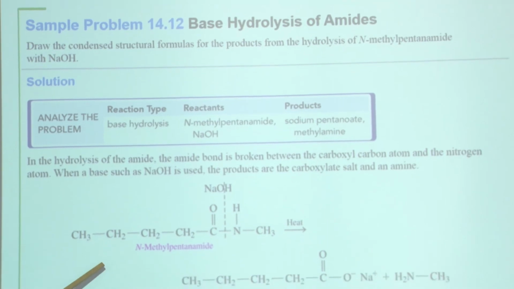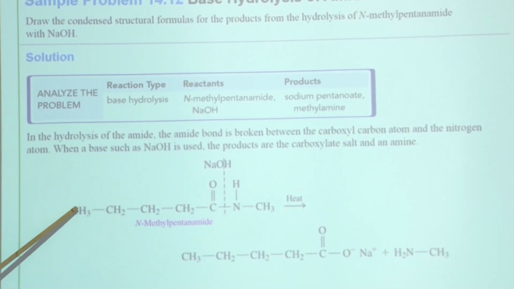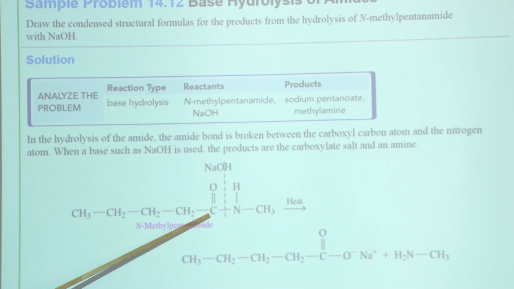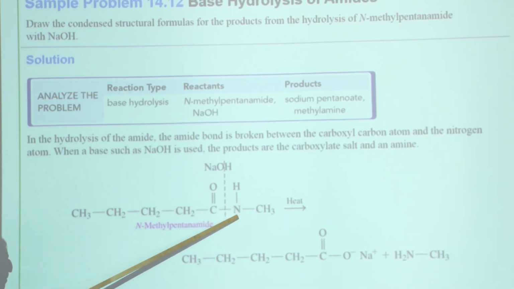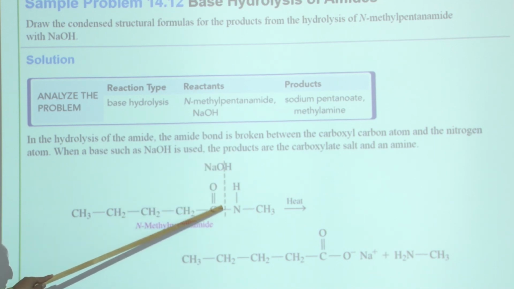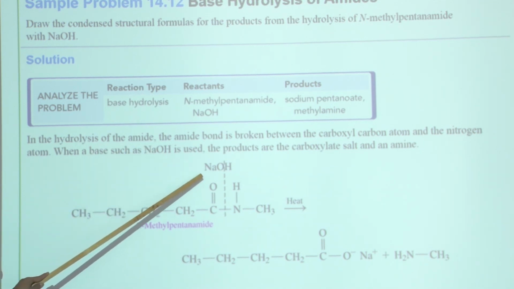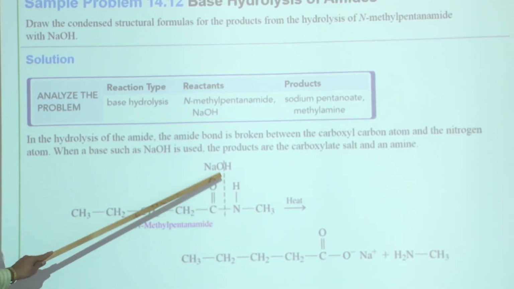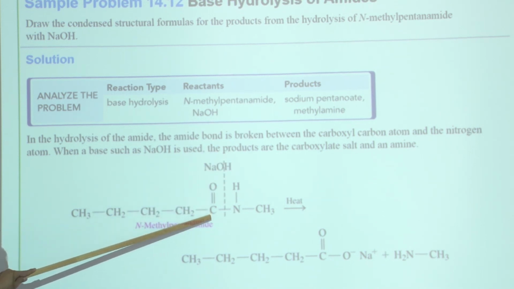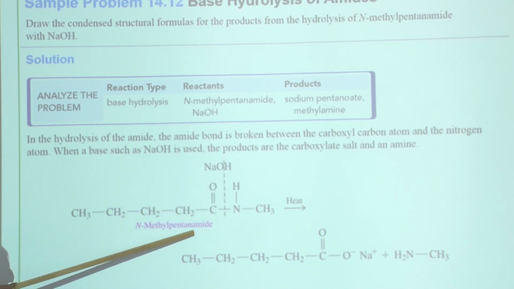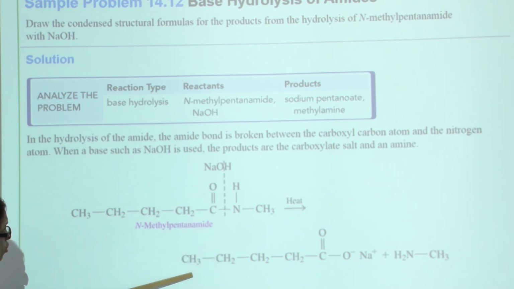N-methylpentanamide. Pentanamide, pentanoic acid, 1, 2, 3, 4, 5. N-methyl, one methyl on the nitrogen. So this is your amide bond. When you do hydrolysis using a base, the amide bond is broken. It's a base, so you will get the salt of the acid: the sodium salt of pentanoic acid, and your amine. Those are the products of base hydrolysis of an amide.